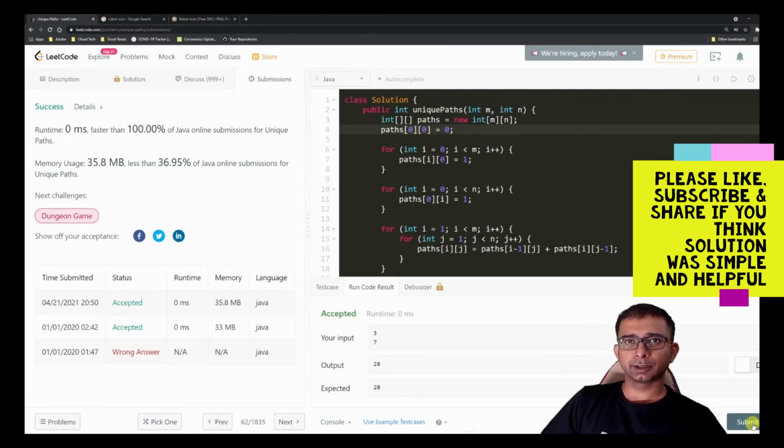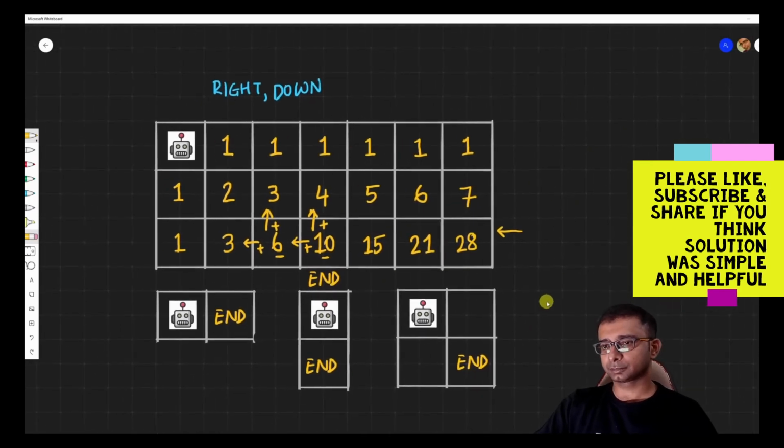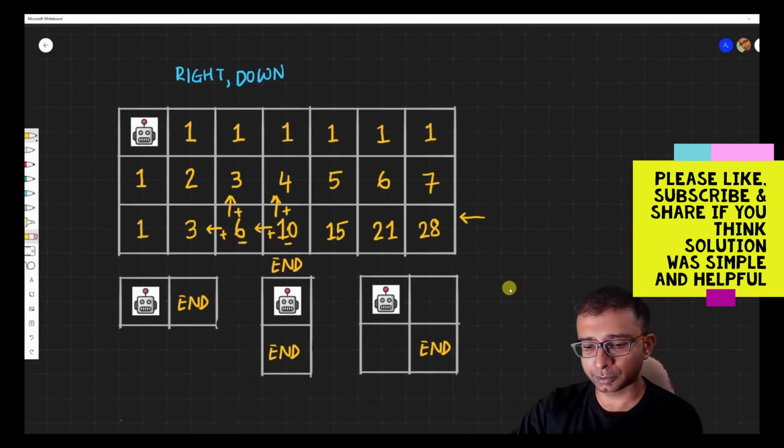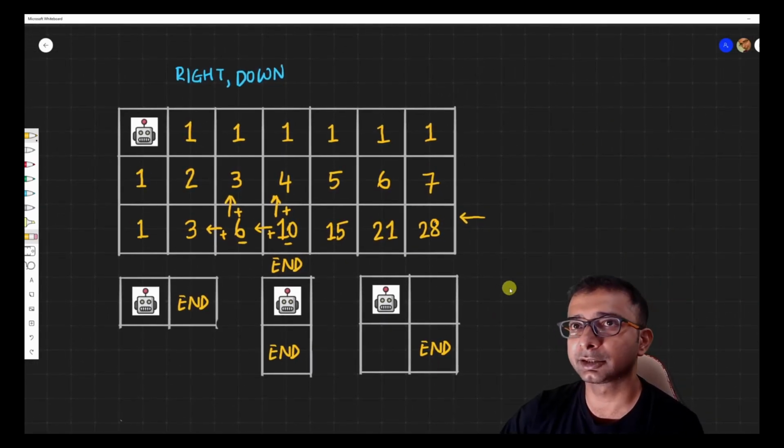Pretty cool. We have a submission faster than 100% of all submissions, which took 0 milliseconds. And of course, we are creating m into n space, so it cost us 35 MB for all the test cases over here. So again, looking at this problem statement, we have a space complexity of m into n.